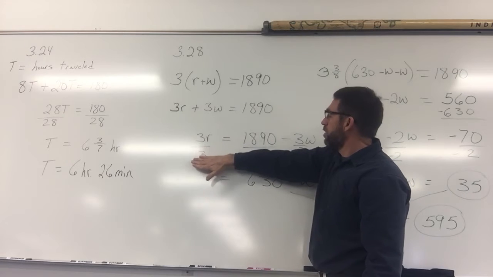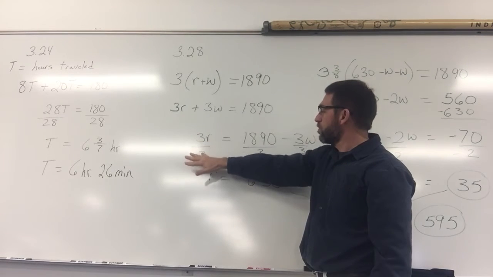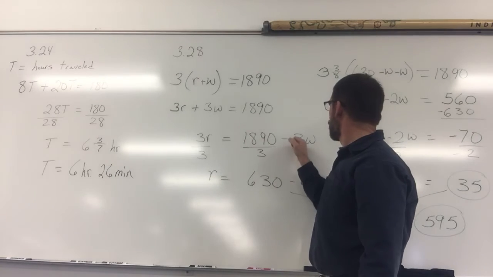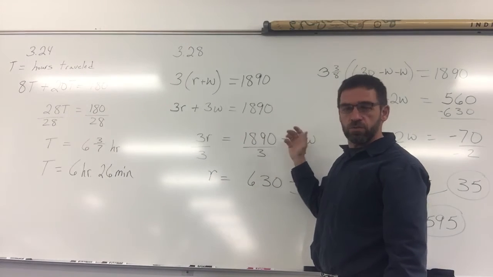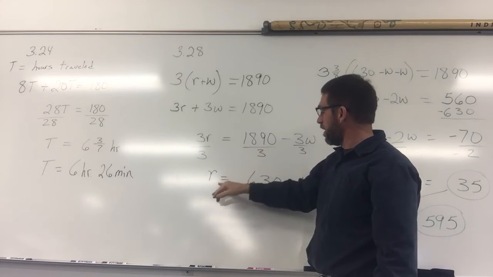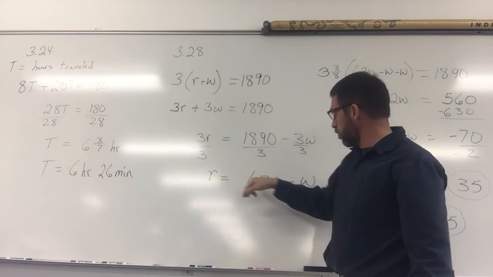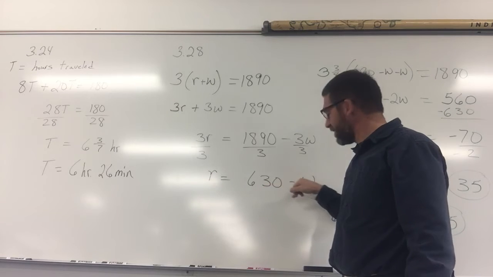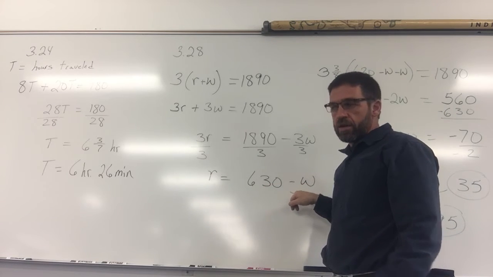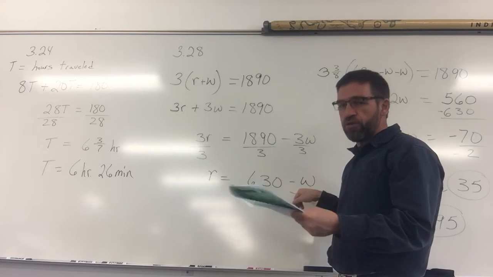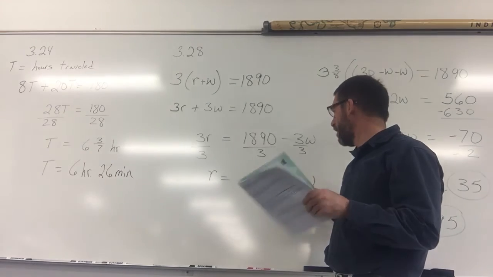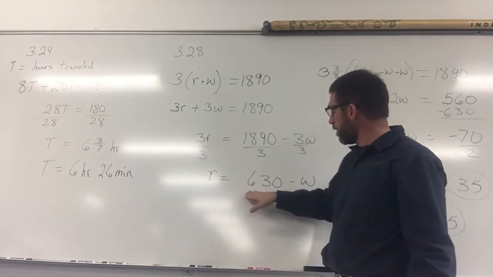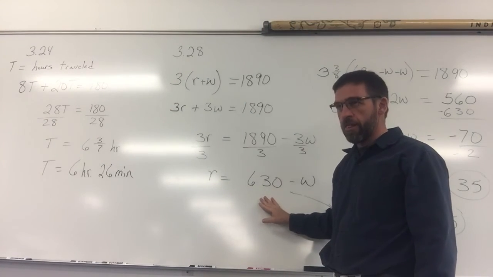And now I divided 3 into the rate, 3 into the distance, and 3 into the wind. And so that left me with the rate equaling 630 miles per hour minus the wind. Now I know the book says solve for the wind speed first. I couldn't do that. I came up with the rate first. So the rate of the plane was 630 miles per hour.